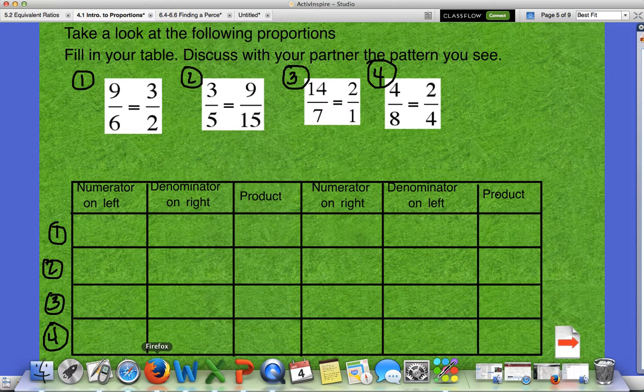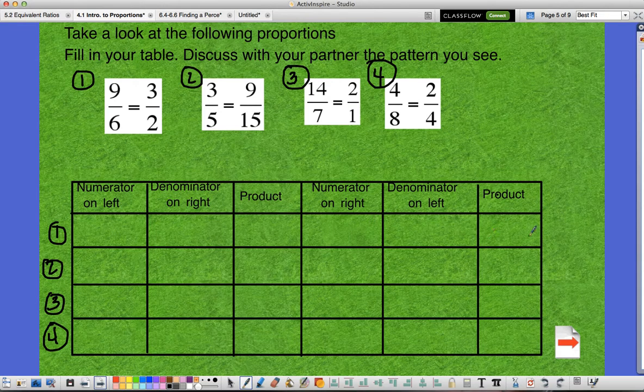All right, so let's see if we notice something here. What I want you to do is help me fill out this chart. We'll fill out the first part together, and then you are going to fill out the last 4, and we're going to see what conclusion you come to.